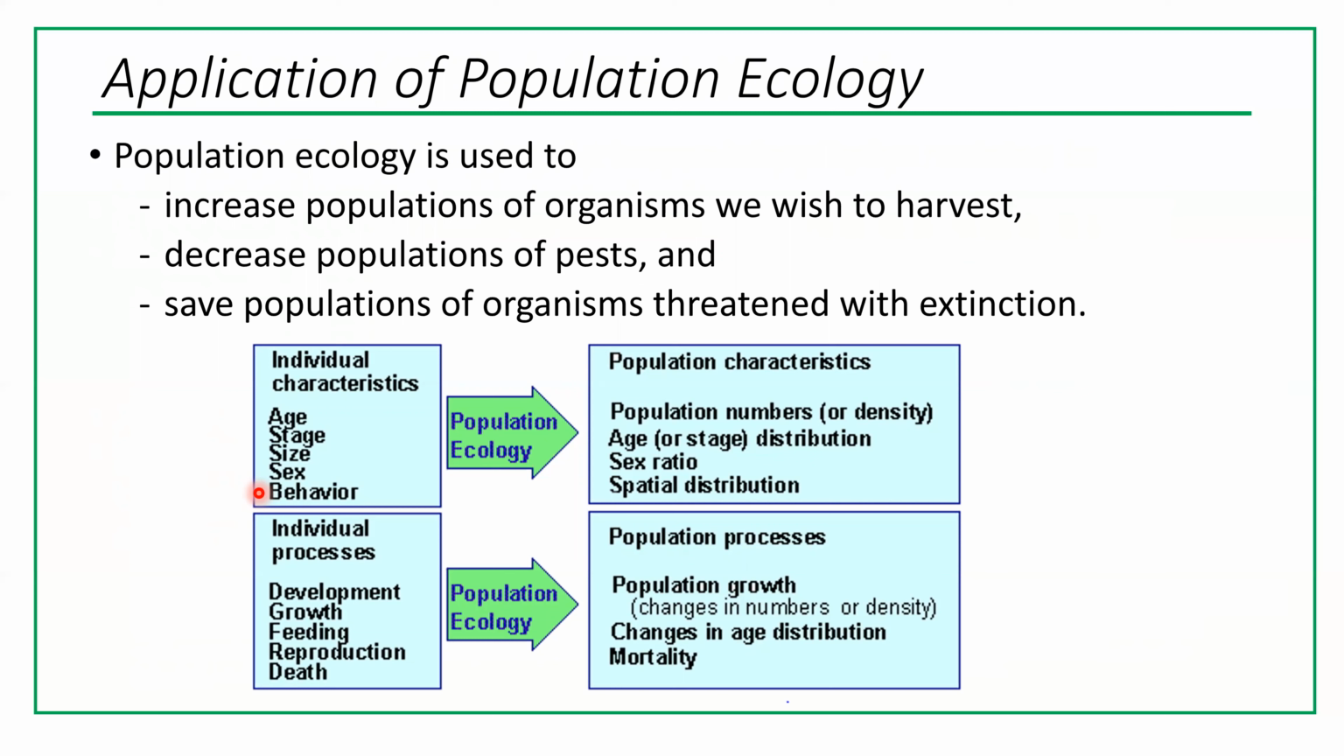Okay, so good. So now why do we need to know it? Why do we need to study population ecology? Population ecology is used to increase the population of organisms we wish to harvest, decrease the population of pests, and save the population of organisms threatened with extinction. So if we know how populations grow, and if we can predict changes within the population, then we can either try to harvest them, or we try to decrease the size.